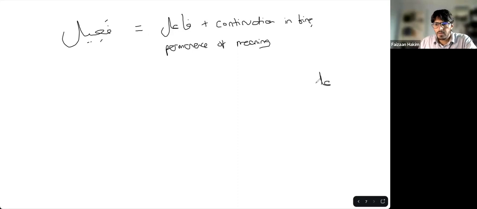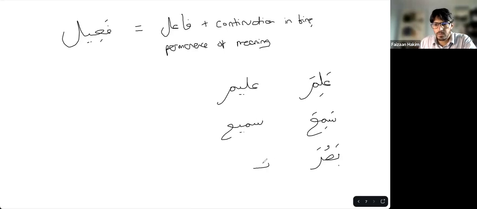Exercise: alima, samira, basura. Form the pattern fa'il of these and tell me what they mean, or whether you recognize them at least. If you've done that, you'll come up with alim, sami', and basir. Hopefully you recognize these as some of the foremost names of God. The knower, the hearer, the seer.